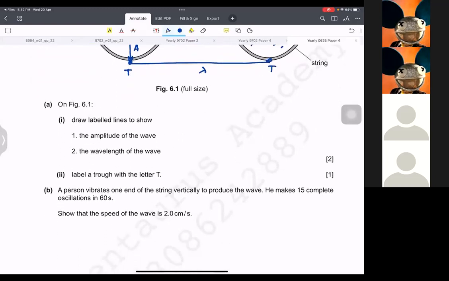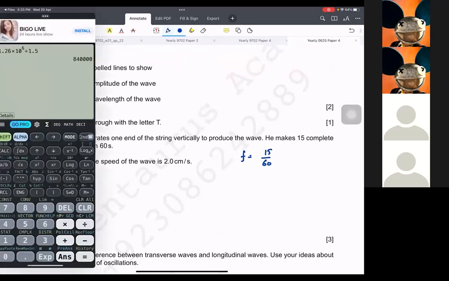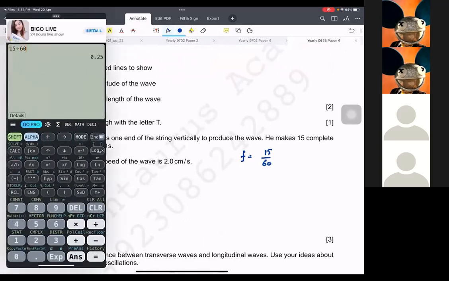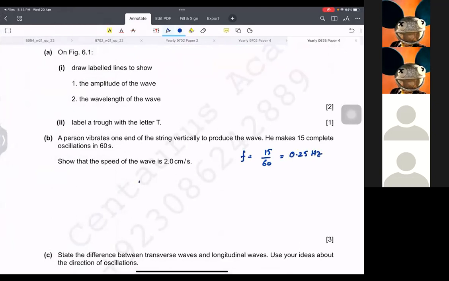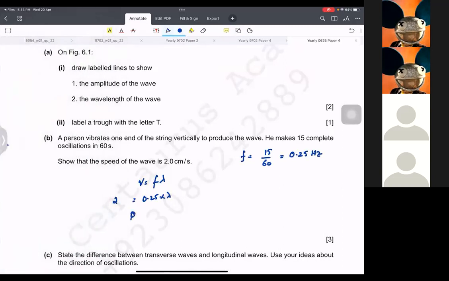Then it says a person vibrates one end of the string vertically to produce a wave. He makes 15 oscillations in 60 seconds. Show that the speed. Now frequency is 15 in 60 seconds, right? So let's find the frequency first. 15 divided by 60, frequency will be 0.25 hertz. Now what are you going to do? V is equal to f lambda. Speed is 2, frequency 0.25, lambda. So 2 divided by 0.25 is 8. 8 centimeter would be lambda. Yay, easy.